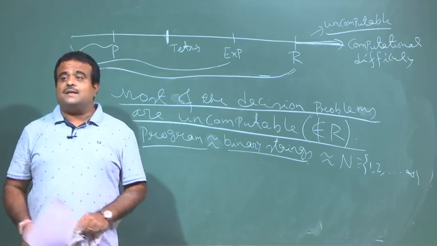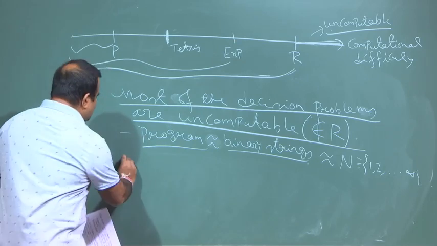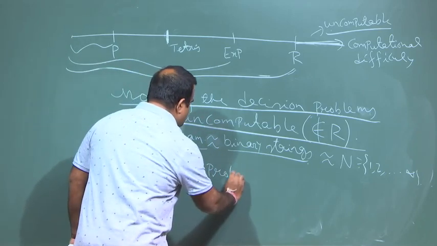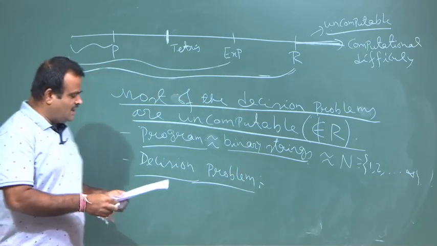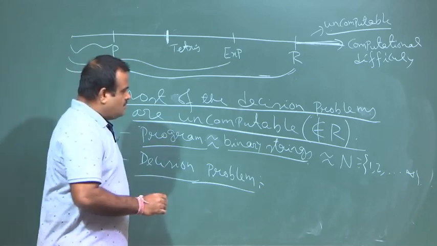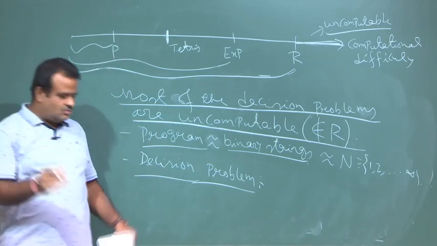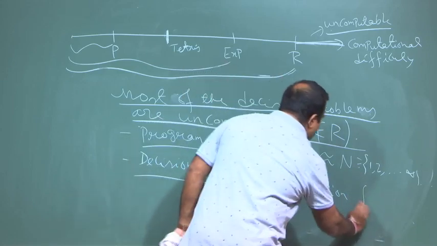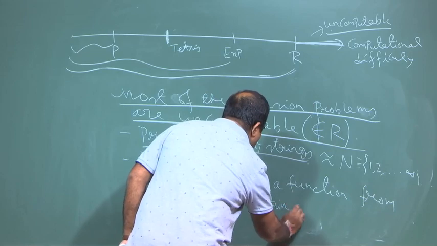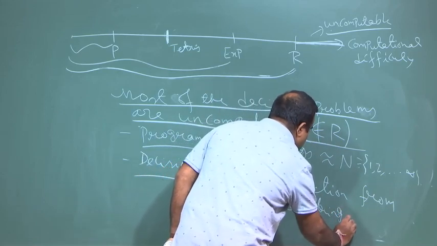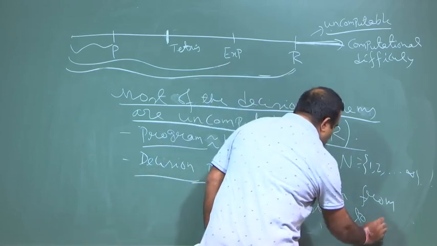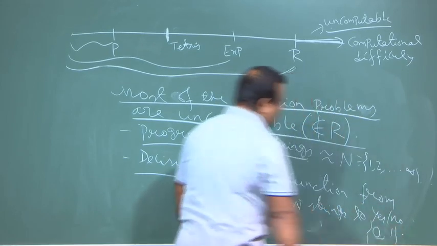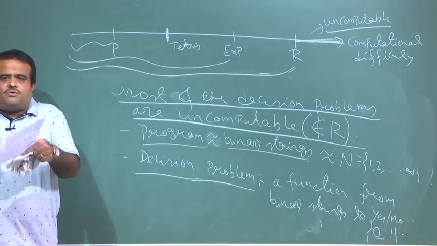Now, we would like to see the decision problem. A decision problem is basically a function from a binary string to 0-1, because we have a problem and we have to say yes or no. So it is a function from a binary string to yes or no. That means 0 or 1; we can say yes is 0, like this. This is our convention.